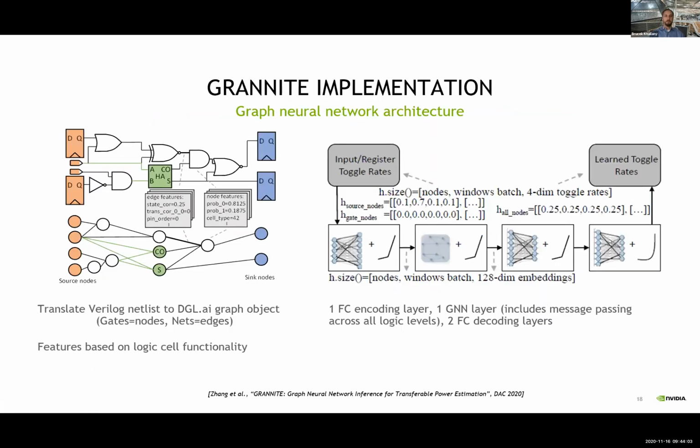The architecture of the network is, the way it works is you take a combinational logic netlist, transform it to a graph, and then the neural network model has first a fully connected layer for doing encoding from some number of features to basically a vector of embeddings, and then you have a number of graph neural network layers that do message passing between neighbors in the graph, modeling the effect of neighboring nodes in the graph, and then a final fully connected layer for mapping back to whatever your output is, for example, learned toggle rate in this case.